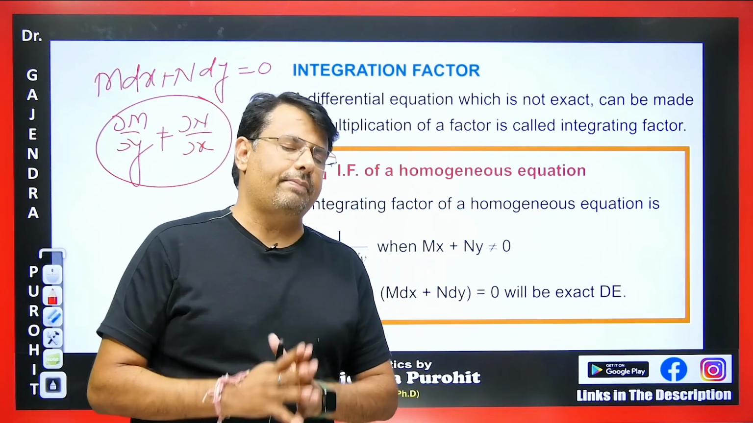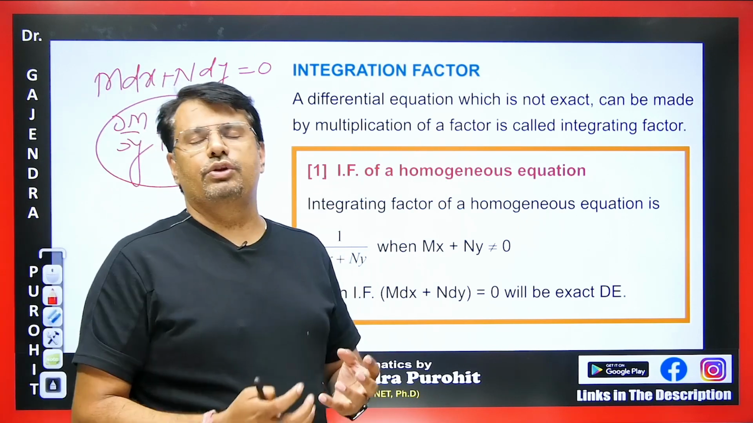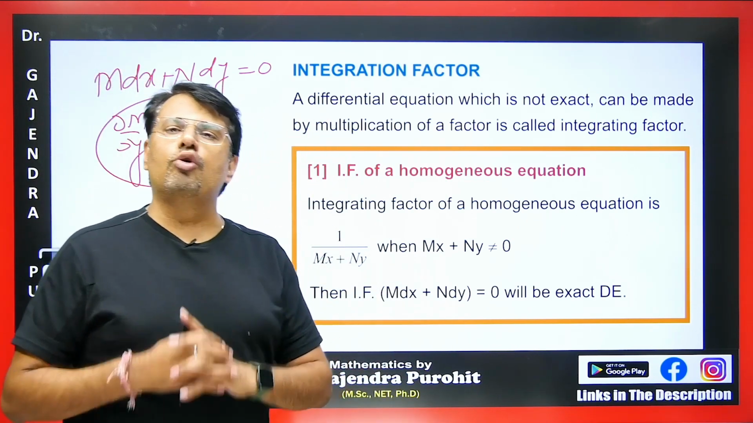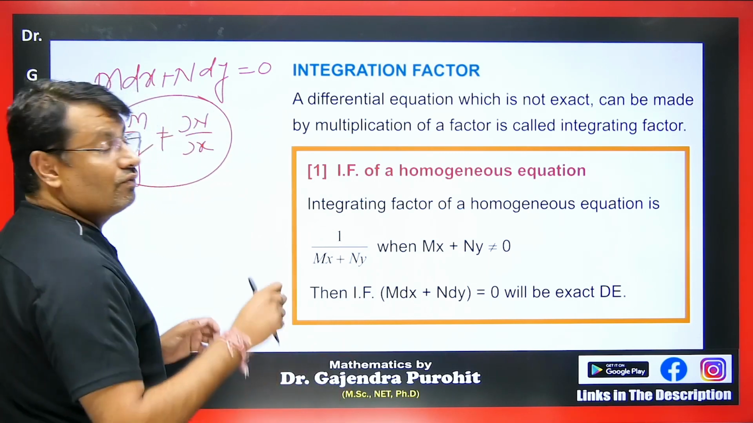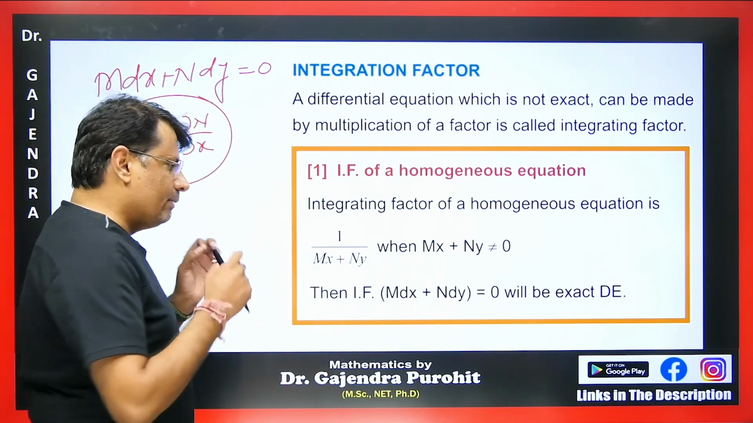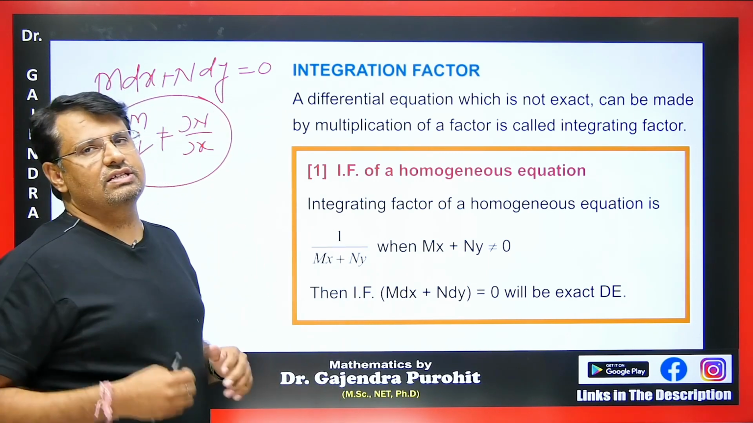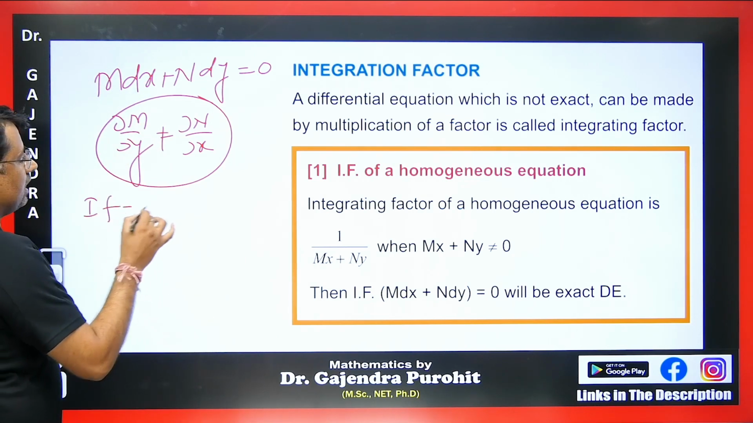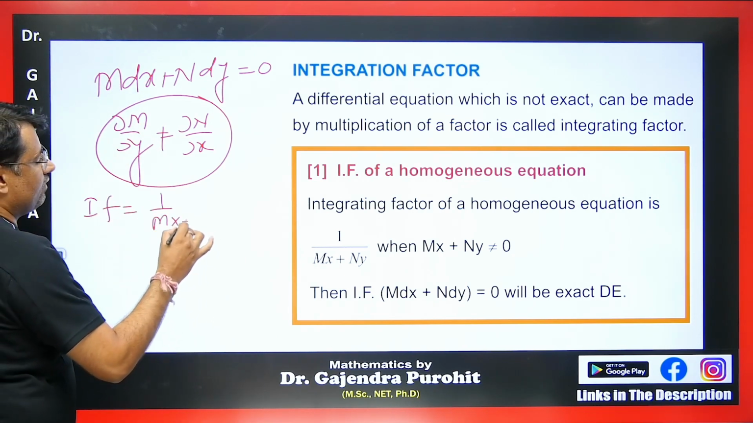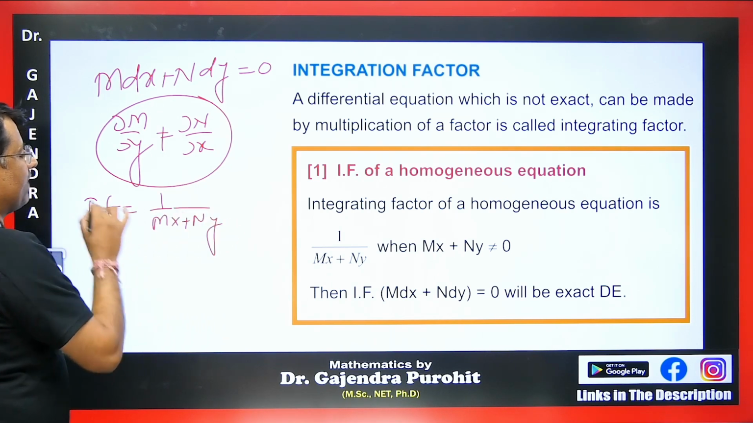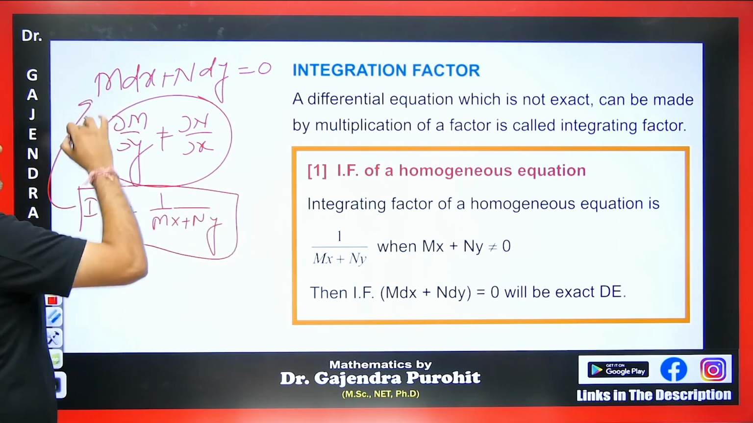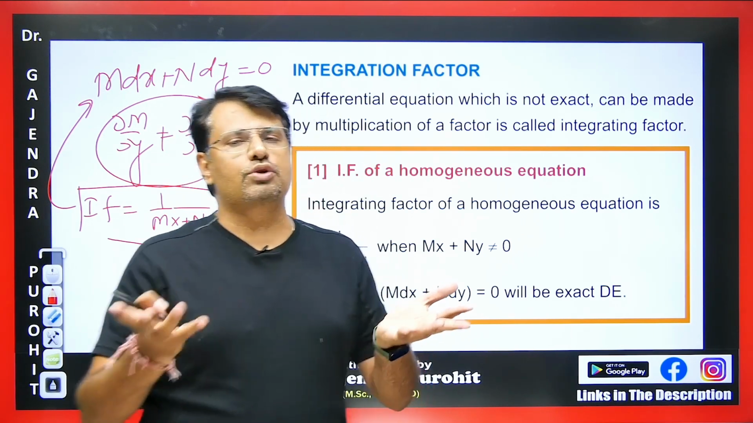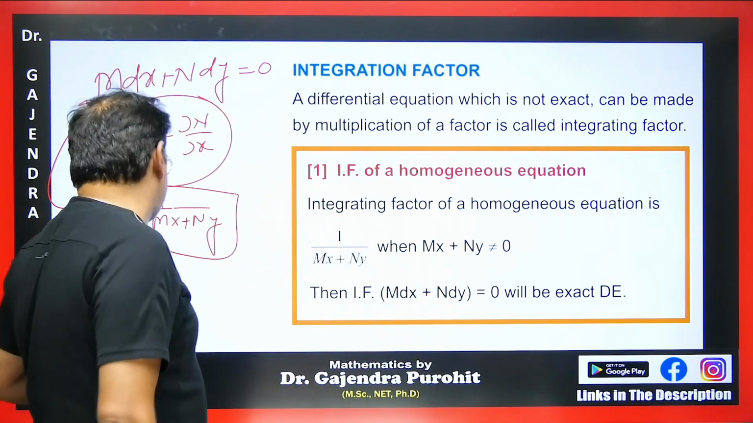Now to reduce it, we have different types of problems, and according to that, we have an integrating factor. If any differential equation given is homogeneous, it means that we can solve it by putting y equal to vx, and the degree of all its terms is the same. If that is the case, its integrating factor is 1 upon Mx plus Ny. If we multiply this integrating factor to this differential equation, then this equation will be reduced to an exact equation, and after that we can solve it. Let's take an example. I will try to explain.